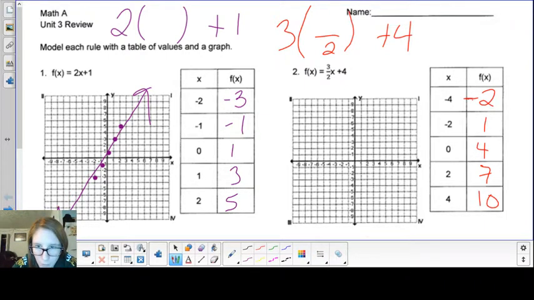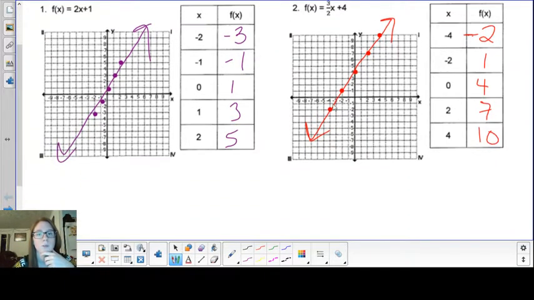So we have -4, -2, -2, 1, 0, 4, 2, 7, and 4, 10. Then again, connect as best as we possibly can. Good to go.